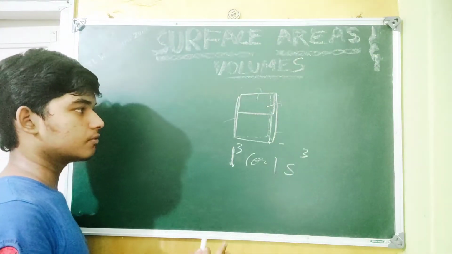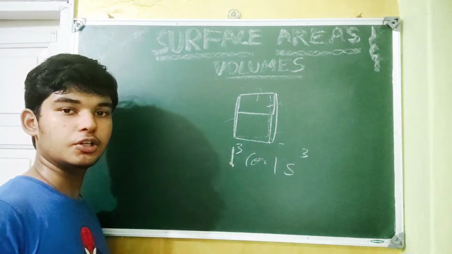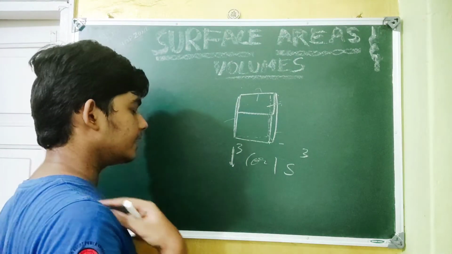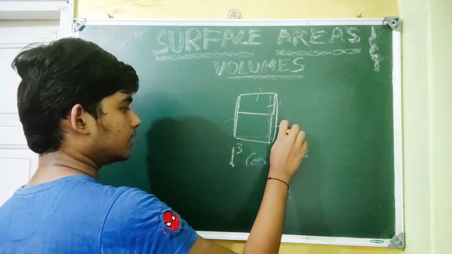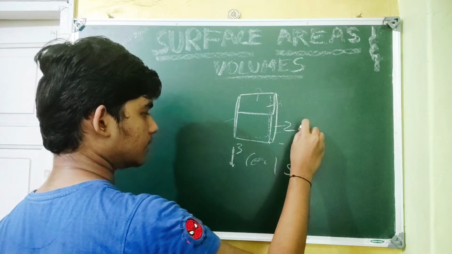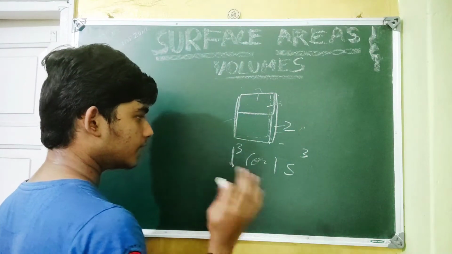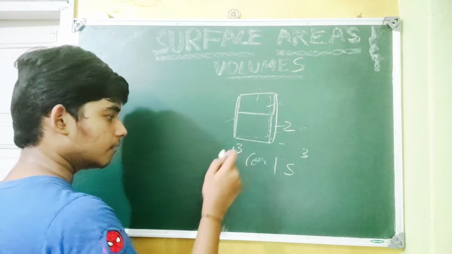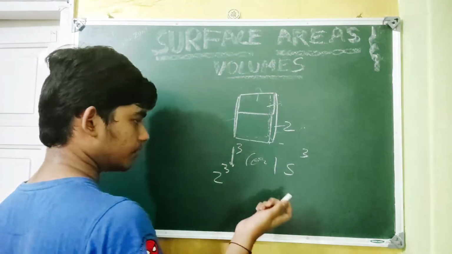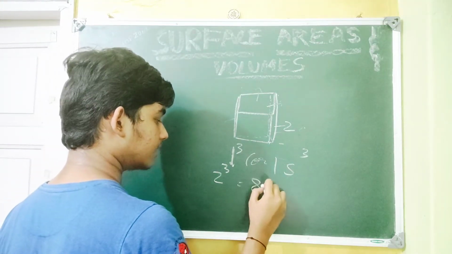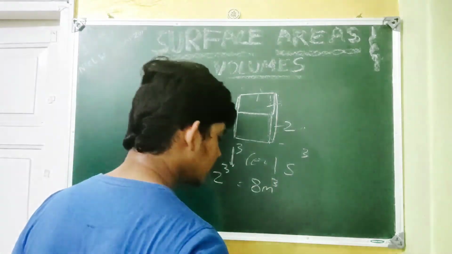So this is the formula for the volume of the cube. For example, let's take each side as 2, say 2 centimeters or meters. So what is the volume of this cube? By using the formula, if you take 2 cubed, 2 times 2 times 2 is 8. So this is 8 meters cube.